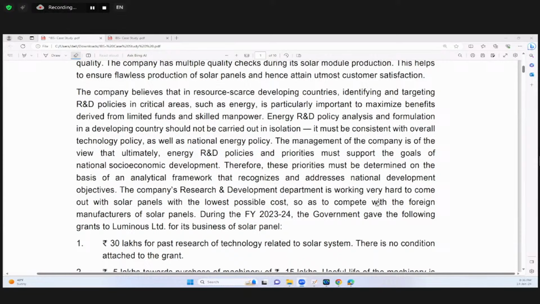During financial year 23-24, for income tax your previous year will be 23-24, students, the government gave the following grants. Now see, the key word here is: government gave. No government company is giving grants, students. The government is giving grants here. Government gave the following grants.